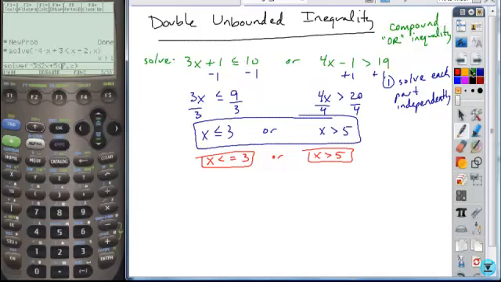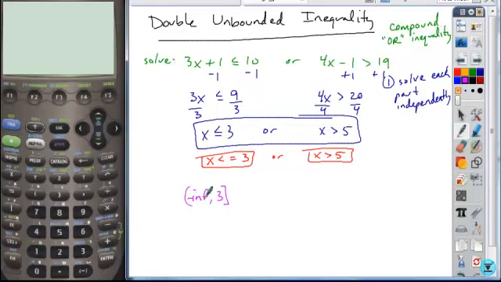Now, if you wanted to write this in interval notation, which is more likely what I'll do on a quiz or a test, this is the kind that has that union of sets symbol, that U in between the two, because these are two unbounded intervals. So this is x is less than or equal to 3, so it goes from negative infinity all the way up to 3. Does it include 3? Does it have the equal to in it? Yeah, so it's a bracket at 3.